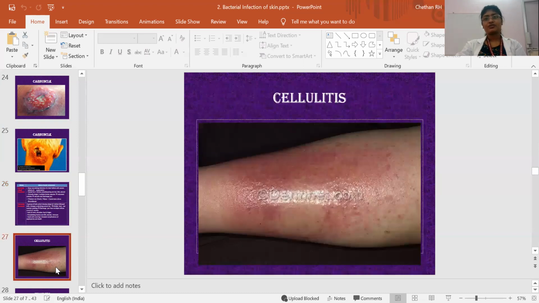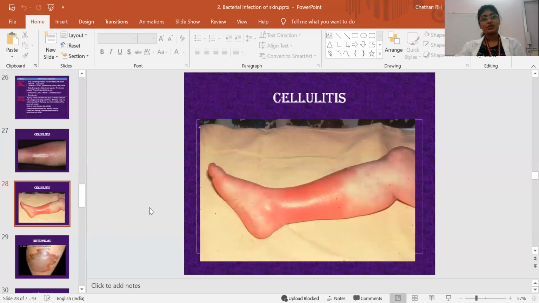And this is the picture of cellulitis. You can see a diffuse erythema. Cellulitis is a deeper infection which is diffuse in nature. A well-defined border will not be present, and the patient will also have tenderness. So here you can see erythema, edema, and tenderness present. Okay, so this is a picture of cellulitis. Usually it occurs in the lower leg.